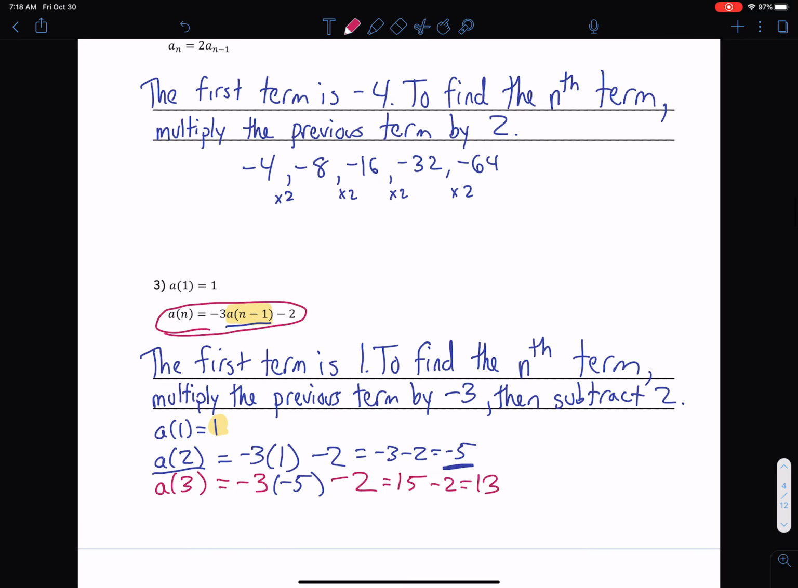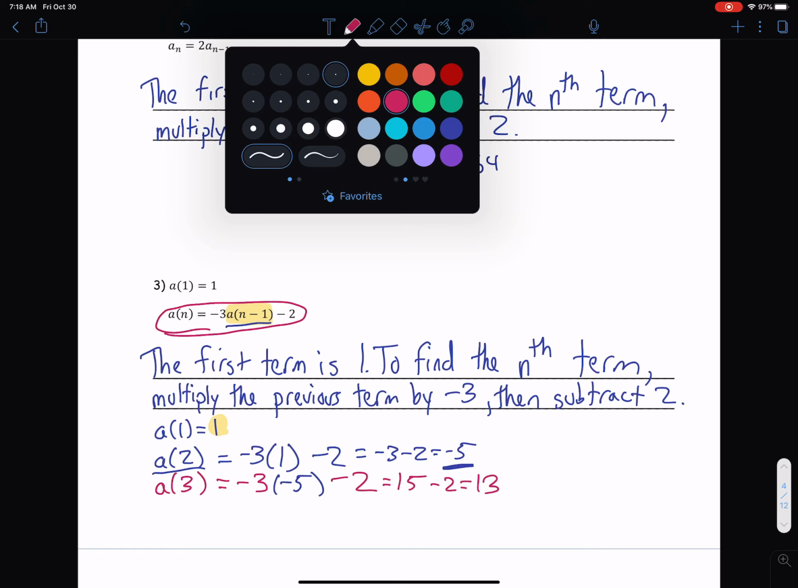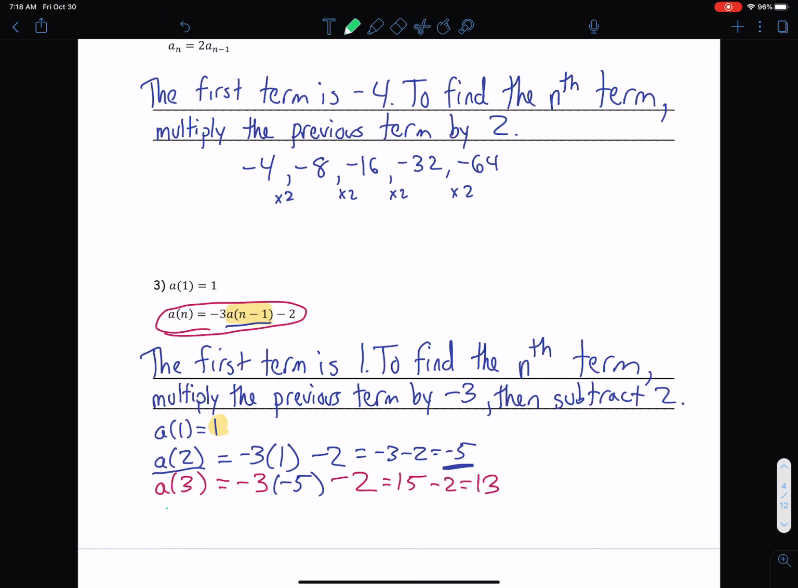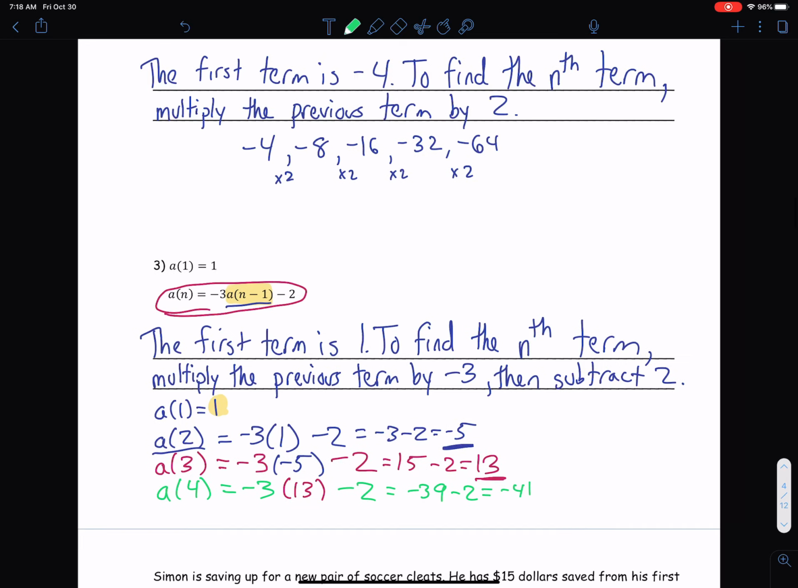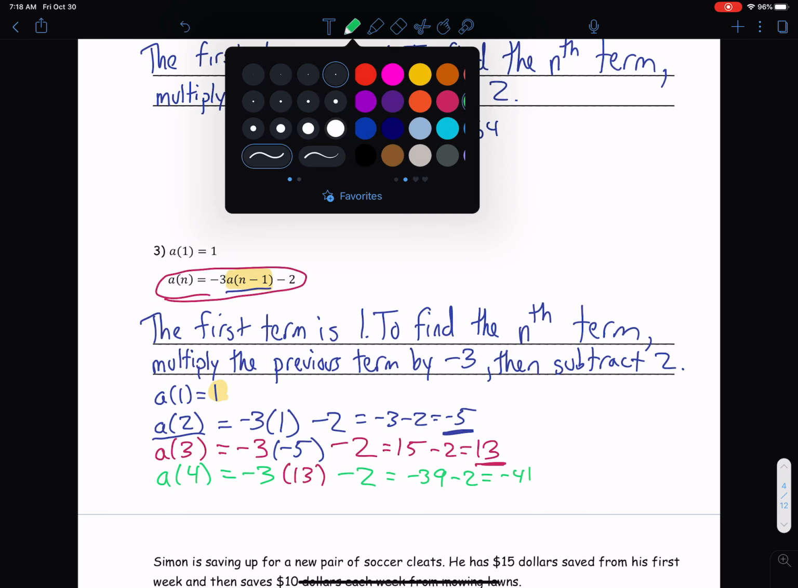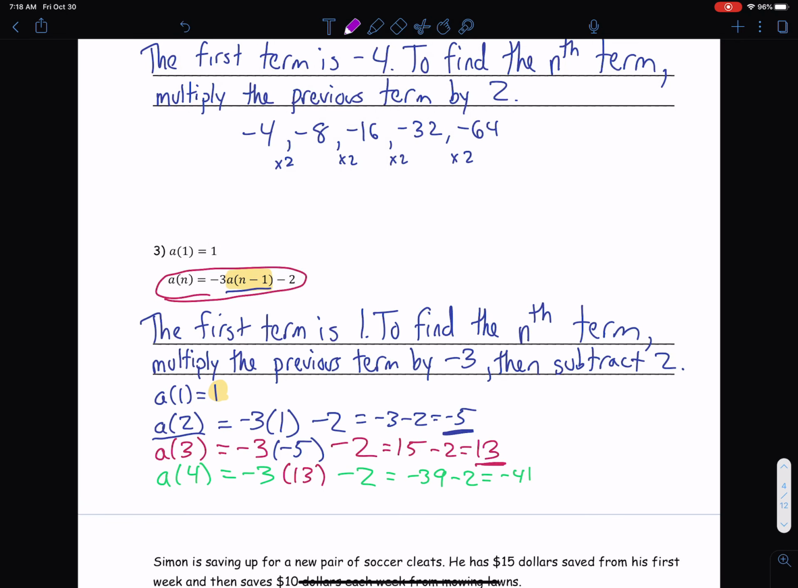Okay, we've got to find our first 5 terms. So now we have to find the fourth term. So a of 4 is equal to negative 3 multiplied by our previous term, which is 13, because that's the third term, and we're on the fourth term. And subtract 2. We're getting negative 39 minus 2, which is negative 41. And our last term is the fifth term, since we are just listing out 5 terms.